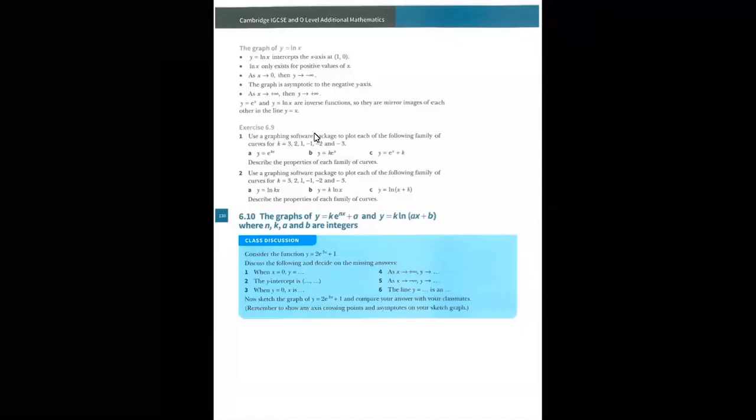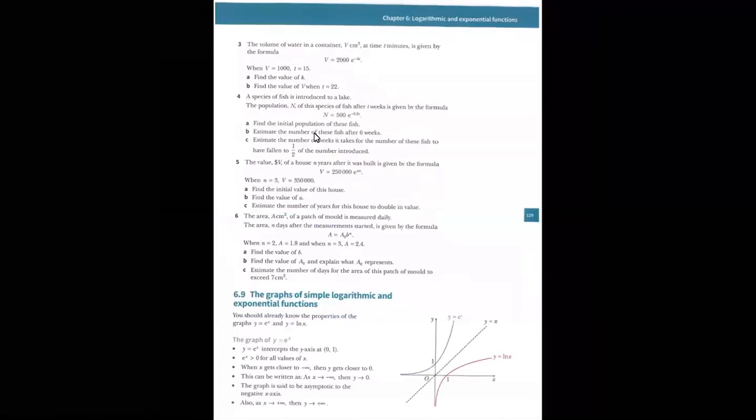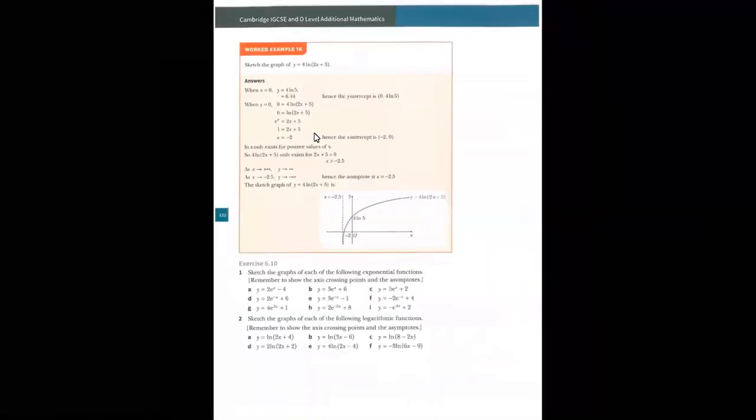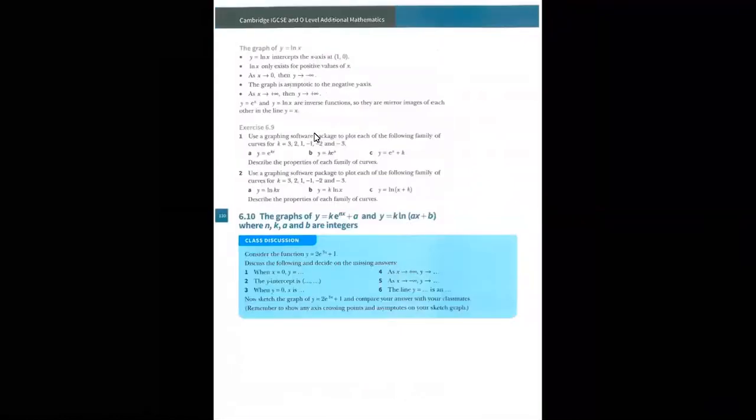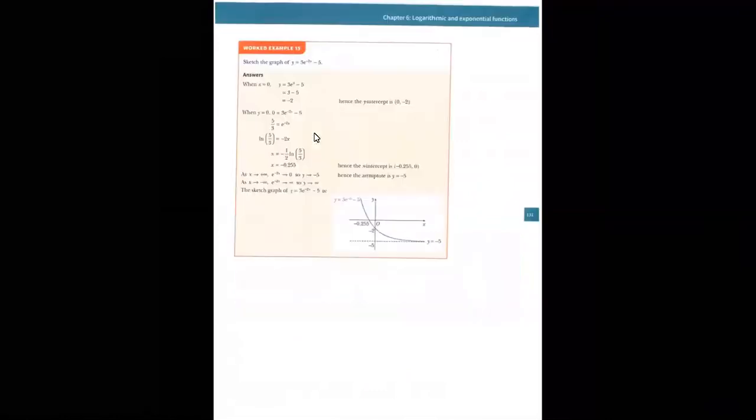All right. Now, I can look at this example.